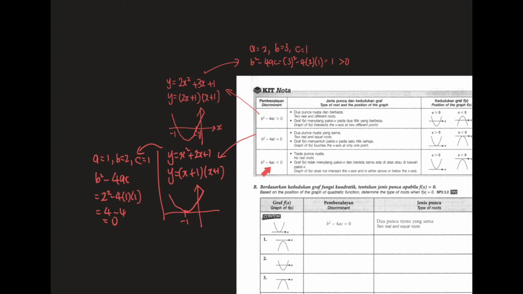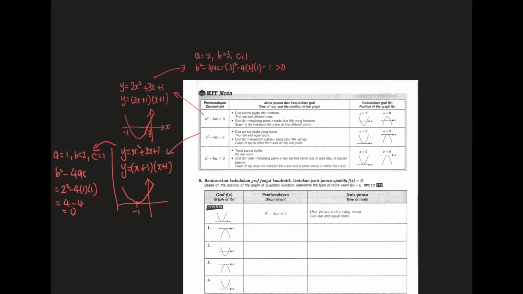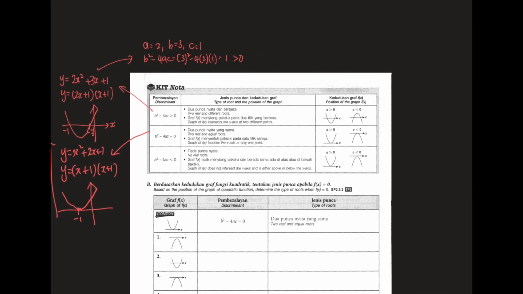When b squared minus 4ac is less than 0, there is no real root. No real root means you cannot factorize or find real numbers for your roots. So your graph is above the x-axis or below the x-axis, above or below, never touching the x-axis.